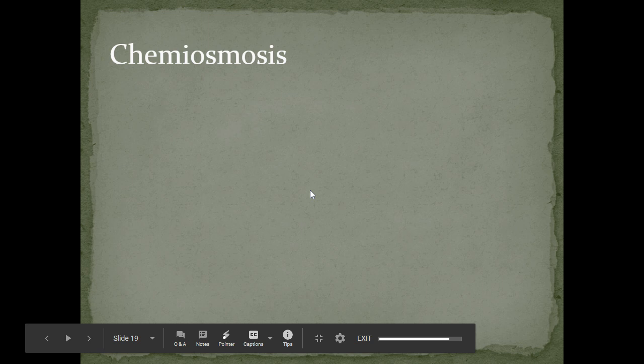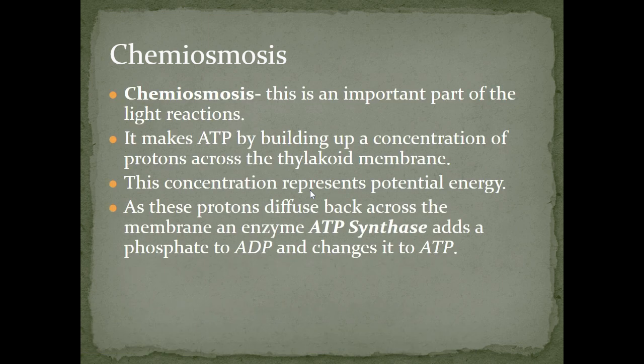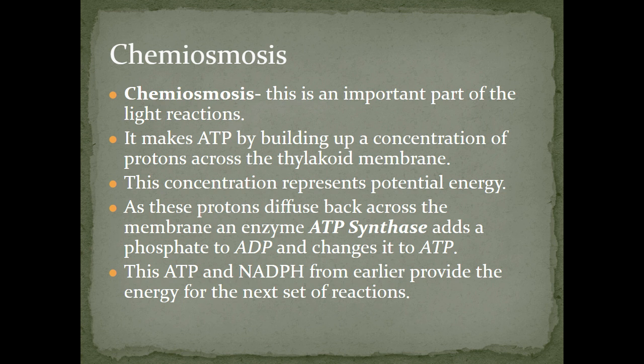So chemiosmosis is an important part of your light reactions. It makes ATP by building up a concentration of protons across the thylakoid membrane. This concentration represents potential energy. So remember, we've talked about this in physics. Potential energy is something that has the ability to happen. Kinetic energy is what is moving.